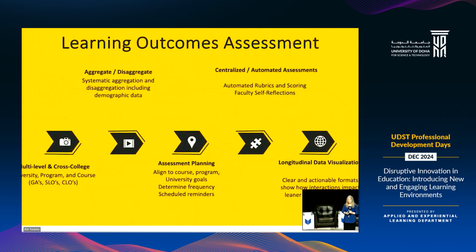It also has a learning outcomes assessment functionality, which I hope will alleviate or eliminate the need to create those awful CLO, SLO analysis spreadsheets that you're doing. It allows you to do multi-level and cross-level college assessment, but it also has a functionality where you can either aggregate that right up to the college level or disaggregate it down to the course level and even to sub-levels to look at demographically how students are performing.